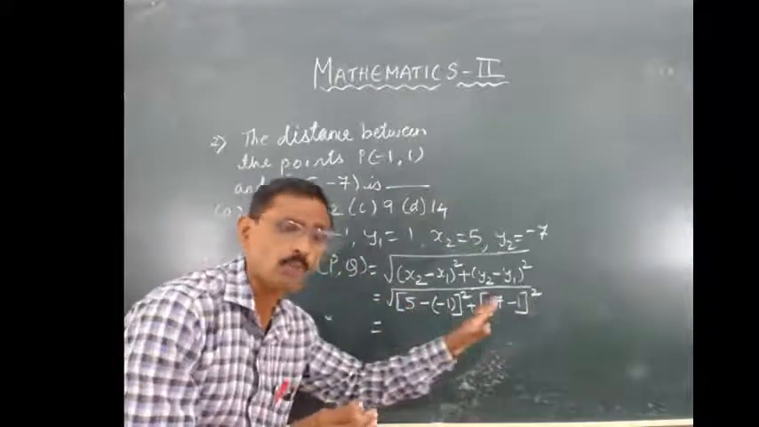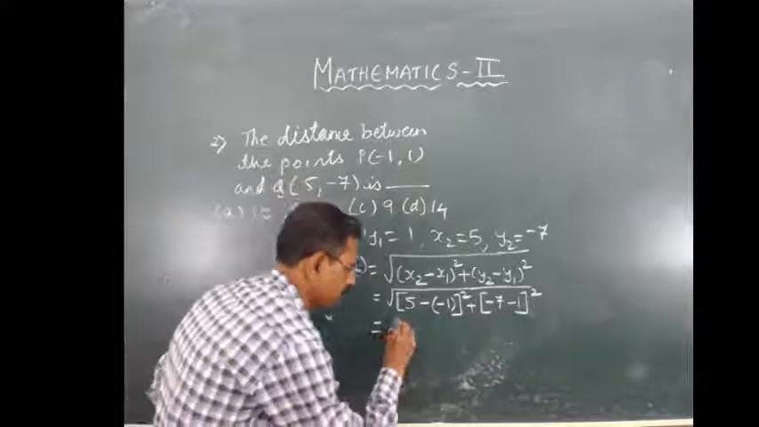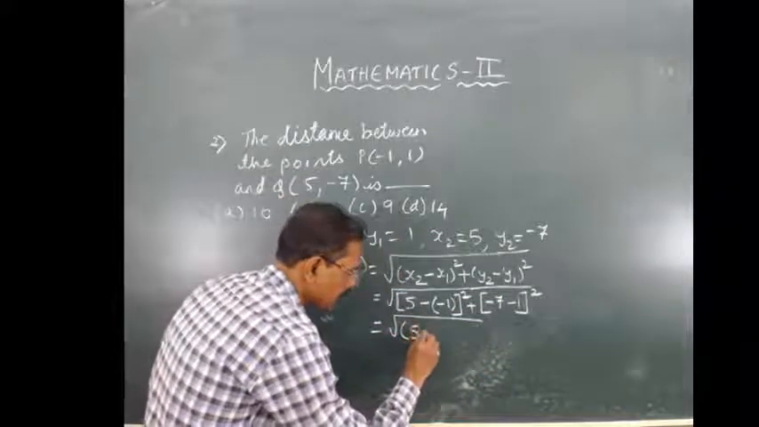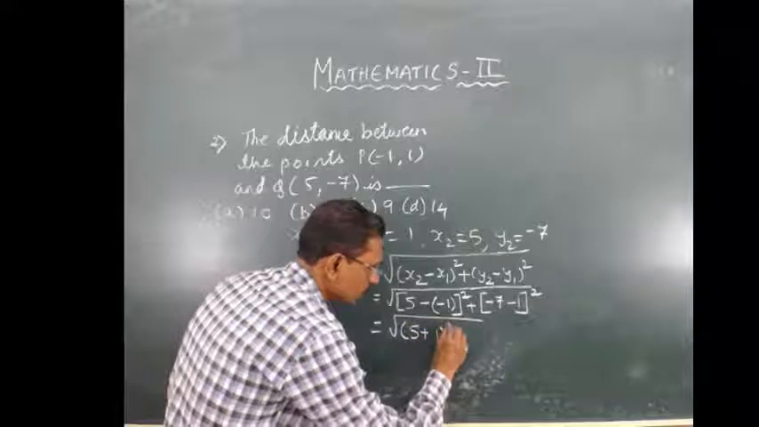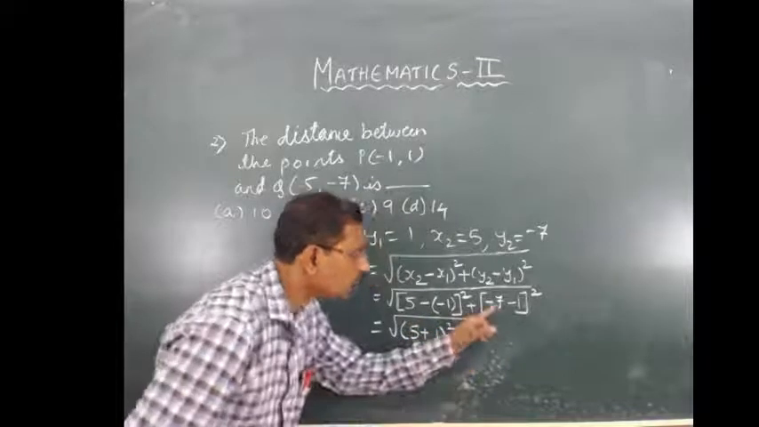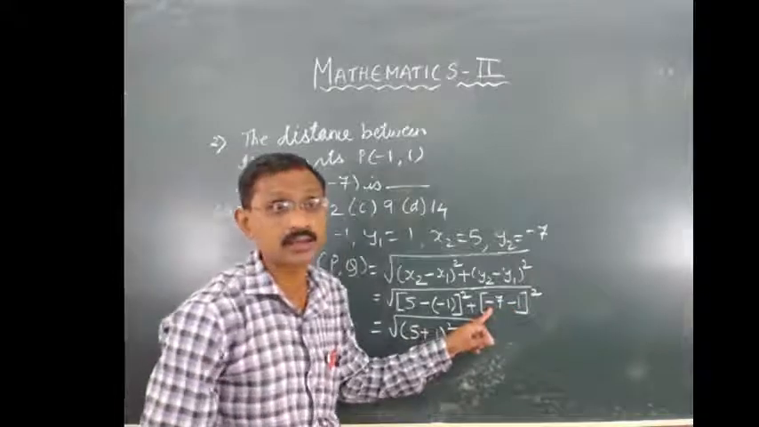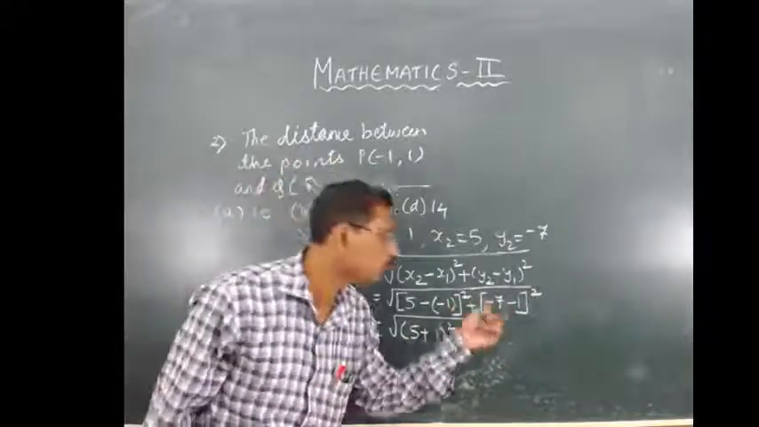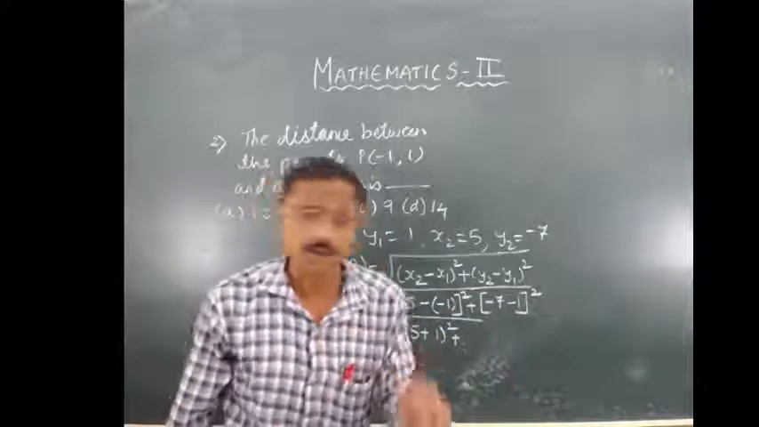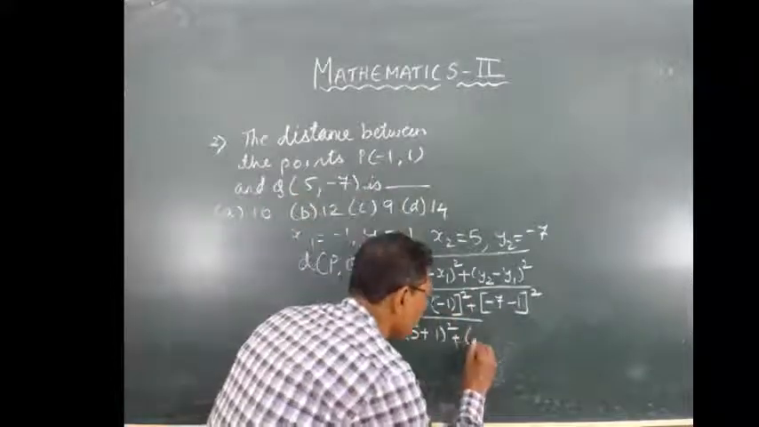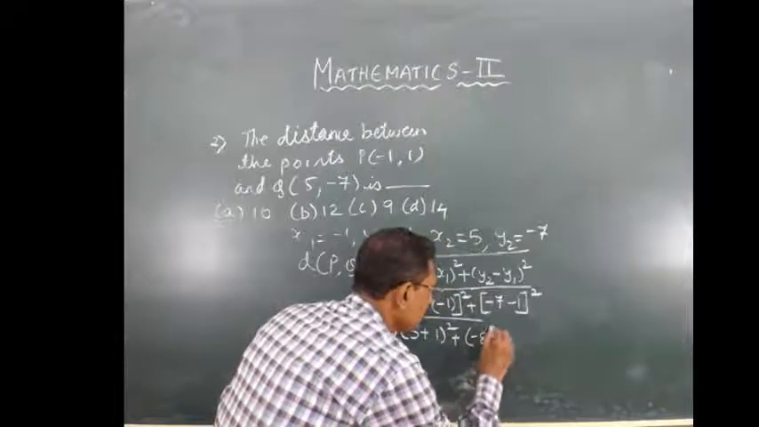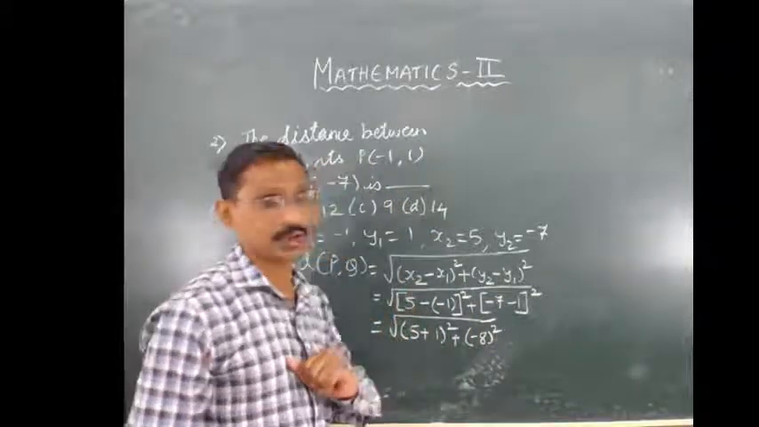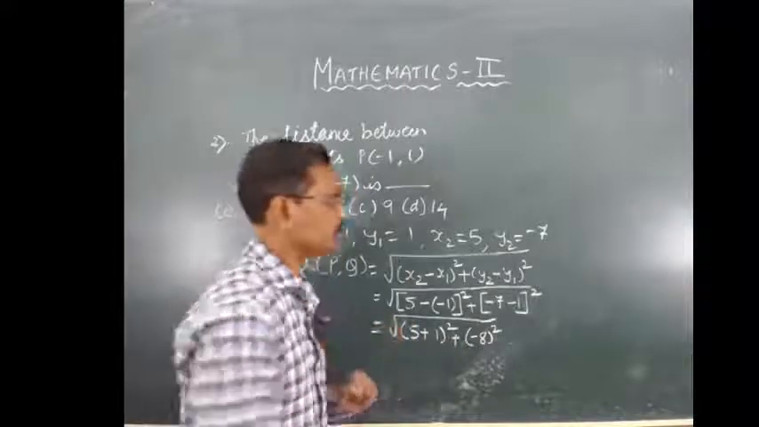Now we will open this bracket. Before squaring, we will open the bracket and see. Under root, this becomes 5 plus 1 square plus, see, both are minus. In this case, both are minus. What are we going to do? If both are minus, we will add them, and this will become minus 8 square. So we have 5 plus 1 and minus 8 square.